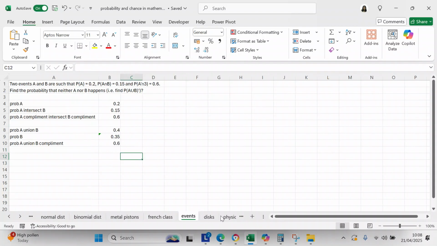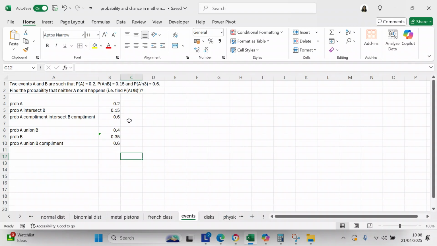The next question we have is going to be about events. Two events, A and B, are such that P(A) equals 0.2, P(A intersect B) equals 0.15, and P(A' intersect B') equals 0.6. Find the probability that neither A nor B happens. That's going to be (A union B) complement.